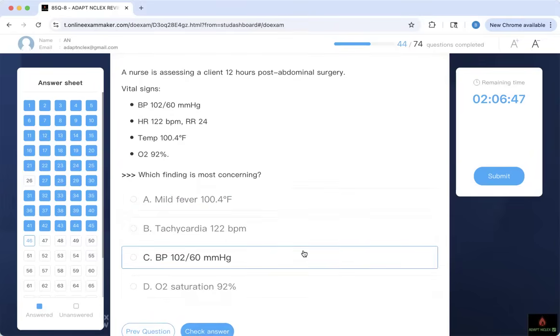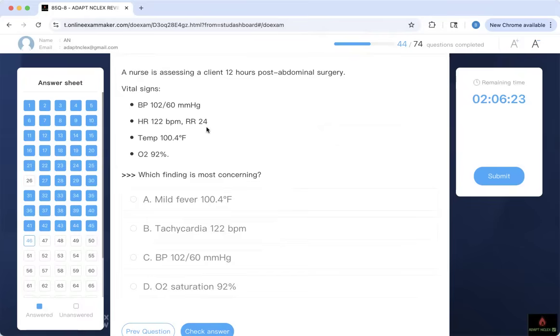Same thing, fluid and electrolyte. The nurse is assessing the client 12 hours post-abdominal surgery. Just had surgery. What do you think you should worry about when somebody has surgery? Blood pressure is soft, 102/60. Heart rate, tachycardia. Respiratory, tachypnea. I'm trying to show you how to read data. This is what they're going to do in the next few months.